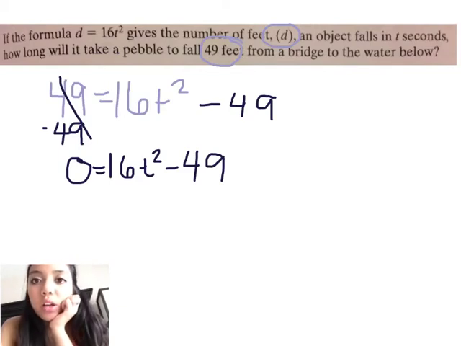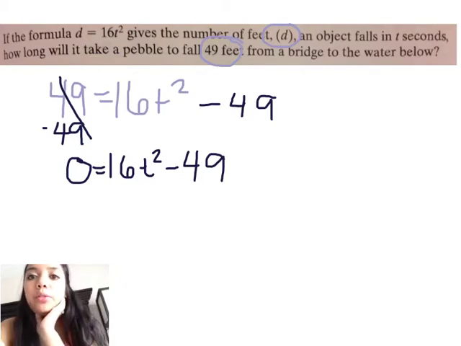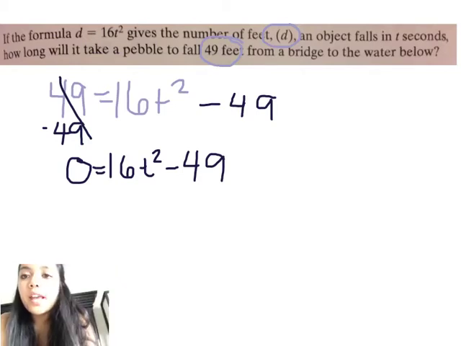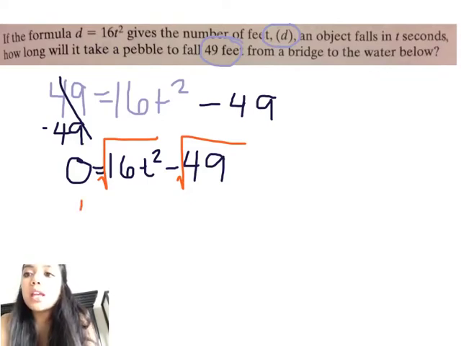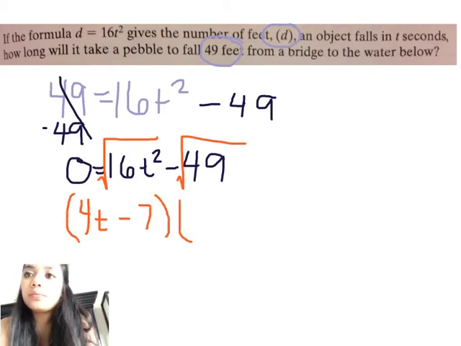Okay, so the last thing I want to show you. You should have written 49 equals 16t squared, because 49 feet is the distance. So now all I need to do is make it equal to 0. So this is a positive 49. In order to get rid of a positive 49, I need to subtract 49 on both sides. So this goes away, and now it reads 0 equals 16t squared minus 49.